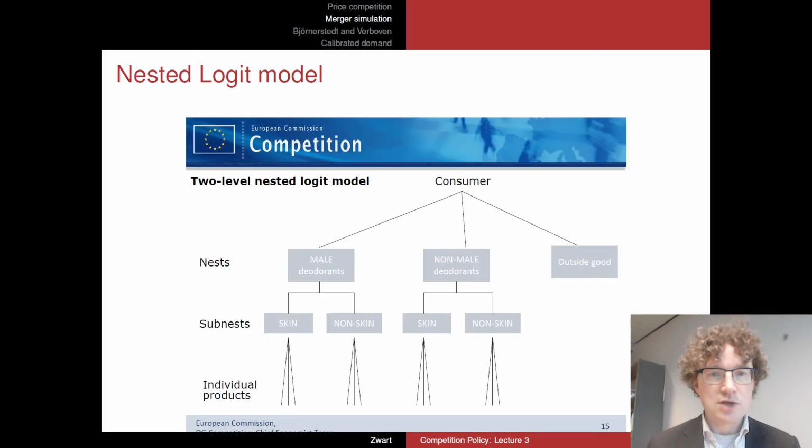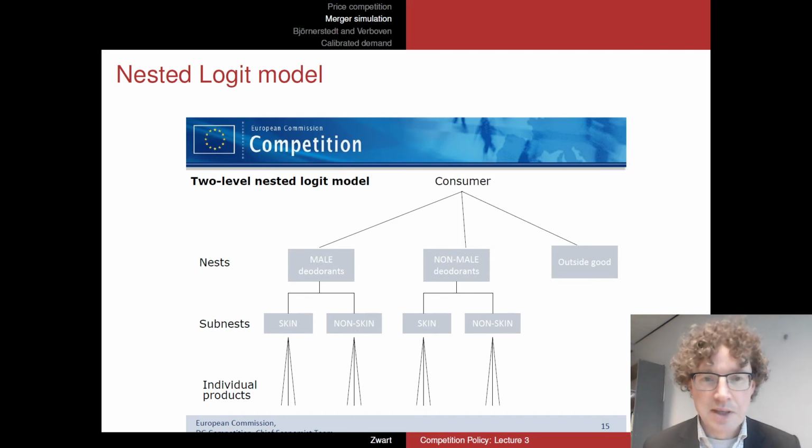So how would you do that? How did the competition directorate of the European Commission do this? Well, they used a nested logit model. Basically, they used a two-level nested logit model. What happens is that ex ante, before doing the estimation, they posit that we can divide up all these different products into different subcategories. The first category here, the nests, makes the distinction between deodorants aimed at men, so male deodorants, versus deodorants aimed at women, which for some reason are called the non-male deodorants in this decision.